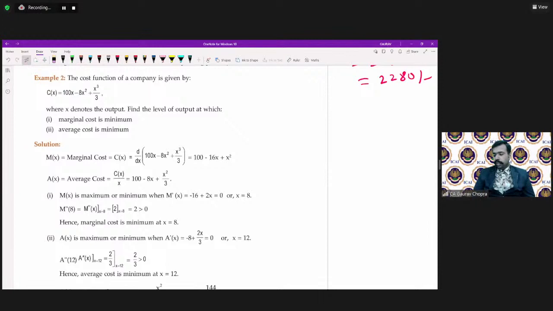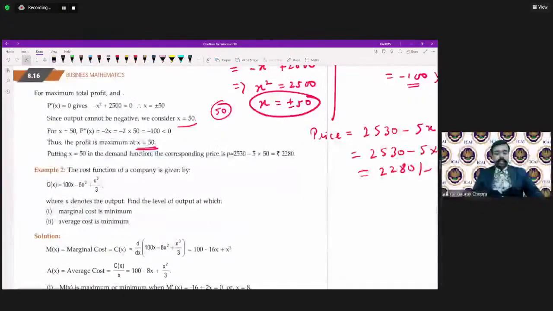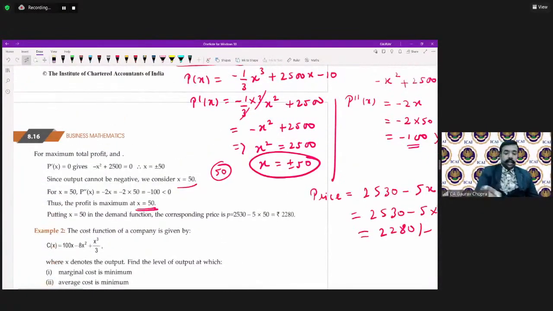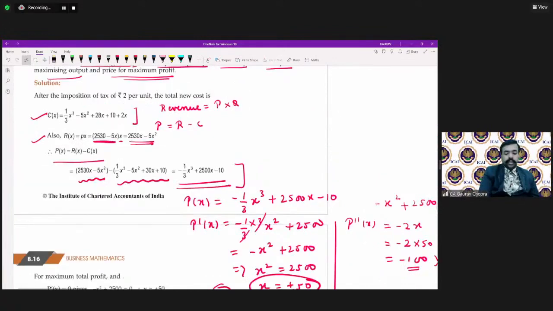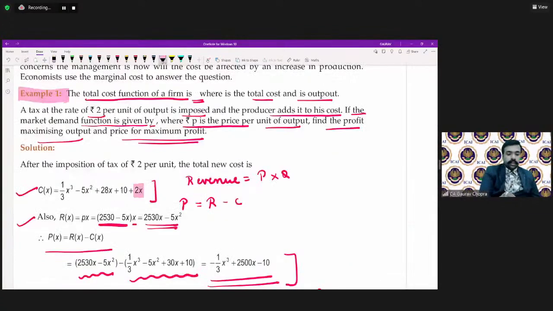Vishal is asking what the tax is here for. Actually, tax was included in the cost. You can see the cost function, and tax was ₹2 per unit, so it got included in the cost. This was the normal cost function, and 2x is the tax which got added in this cost function.